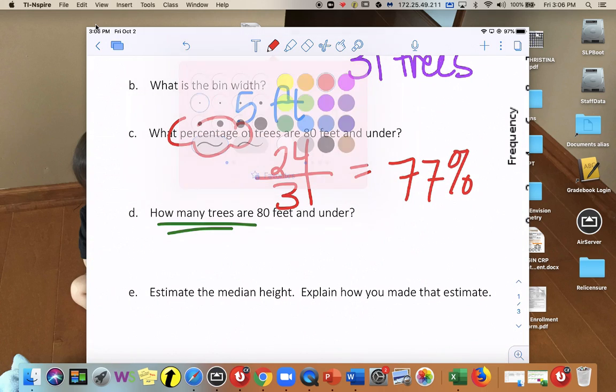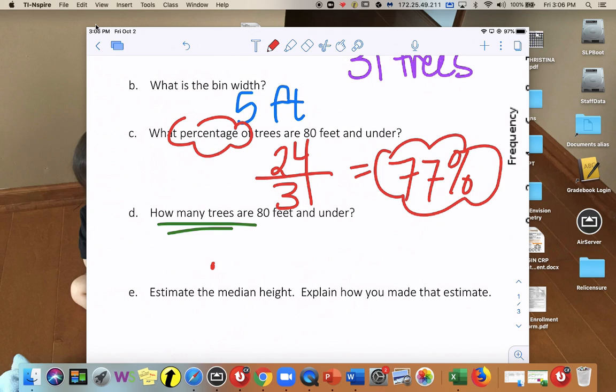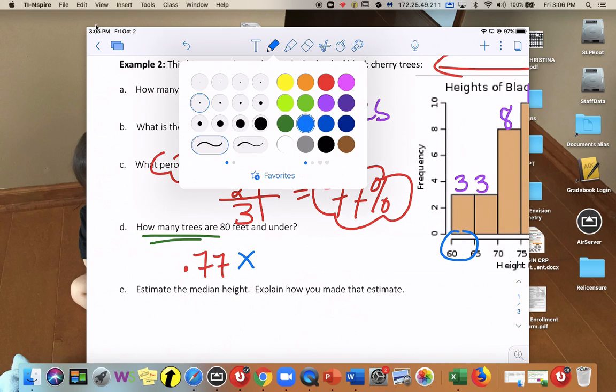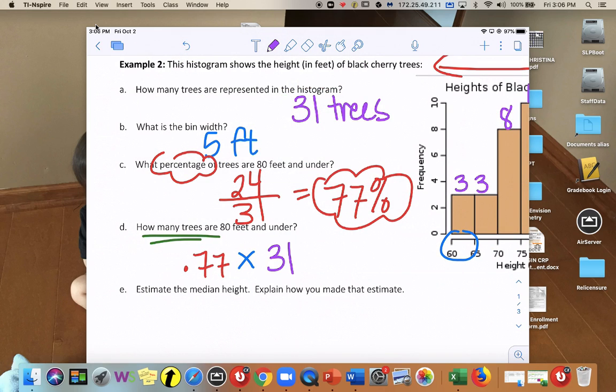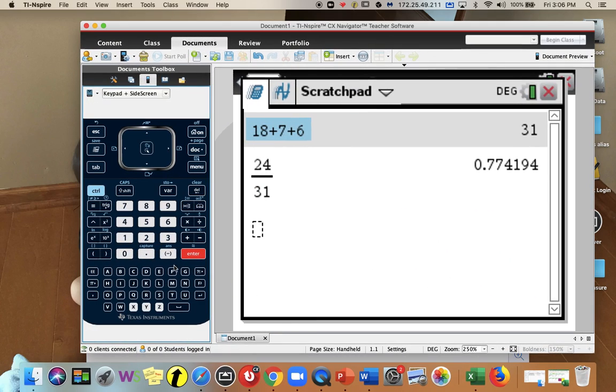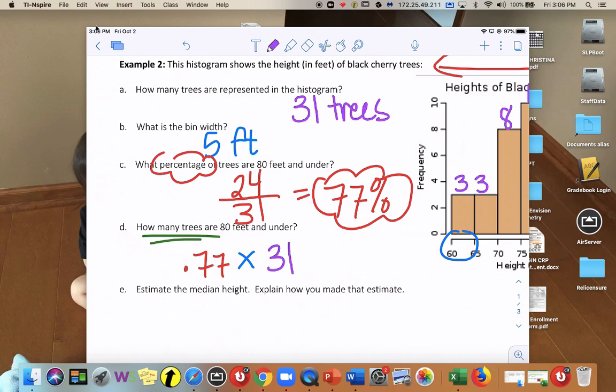So that's 77%, but I'm going to change it to decimal, so 0.77. I want 77% of, in math is times, and then we want the total, and we know that there's 31 trees total. So to figure out a how many question, you take the percent as a decimal, multiply it by the total, and that will give you about how many trees are 80 feet and under. So 0.77 times 31, and that would be about 23.87. I can round that up, I guess, to 24, so about 24 trees.